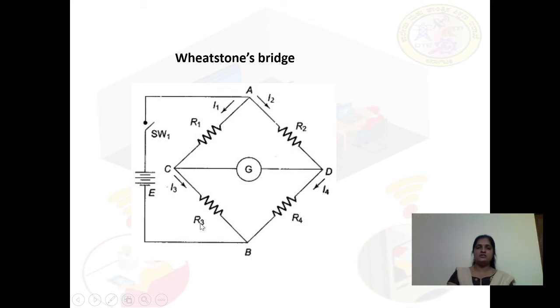While balancing the bridge, we can measure any of these unknown arms, either R1, R2, R3, or R4. And here, in order to balance the bridge, two must be the ratio arms, that is, R1 and R2 act as ratio arms, R3 acts as a standard arm, and R4 acts as the unknown arm, that is Rx. It can be replaced with Rx.